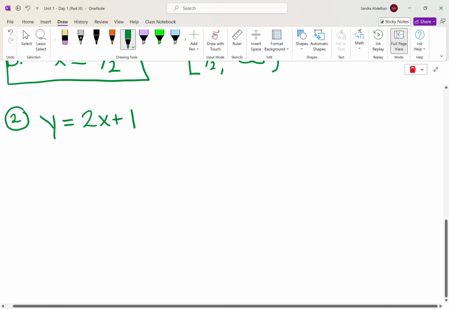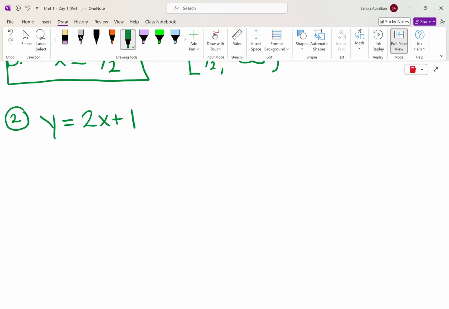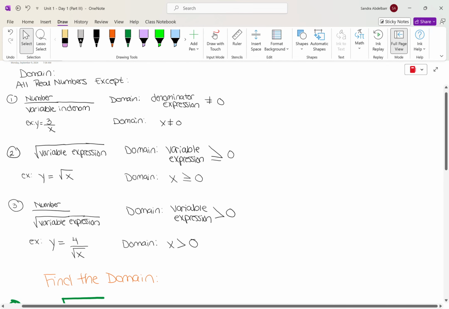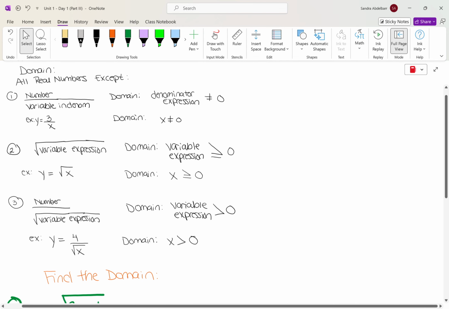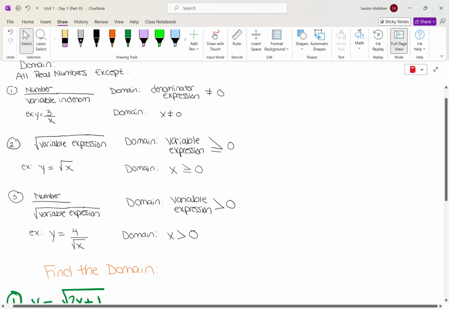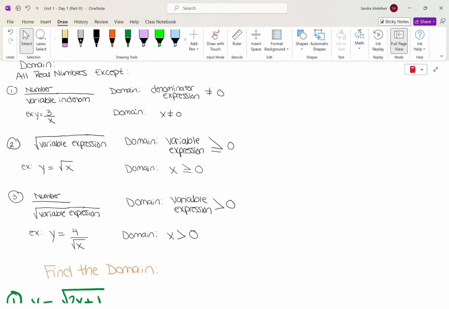Okay, remember, your domain is all real numbers unless it falls into one of those three scenarios. So we go back up. We just have y equals 2x plus 1. It's not a fraction, so there's no variable in the denominator. This one's out, right? There's no radical. Since there's no radical, we don't care where the variable is.